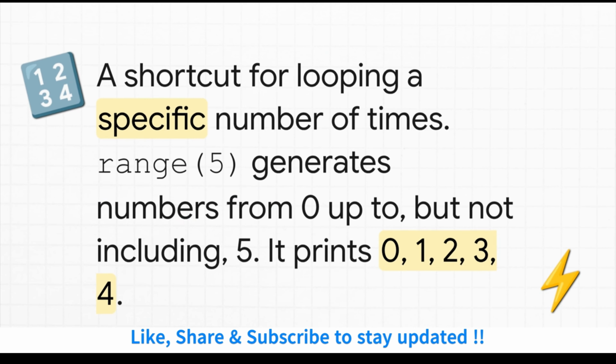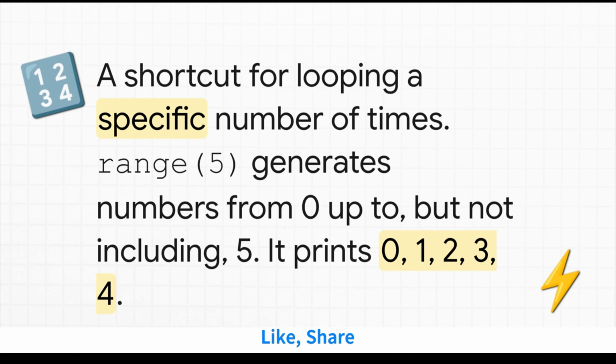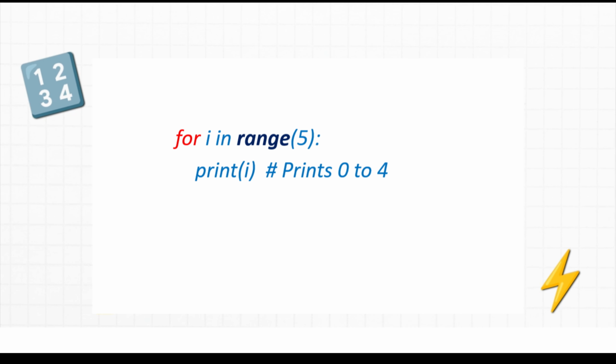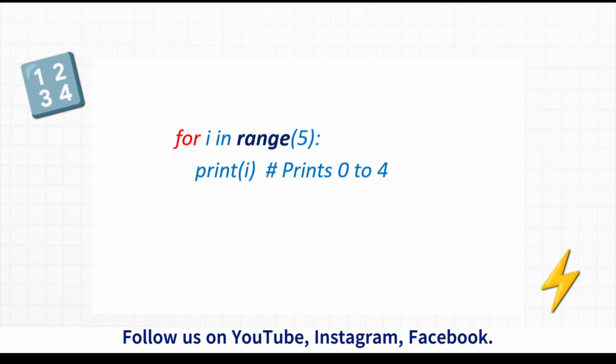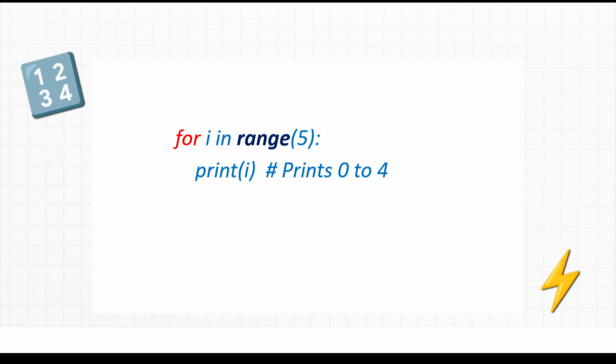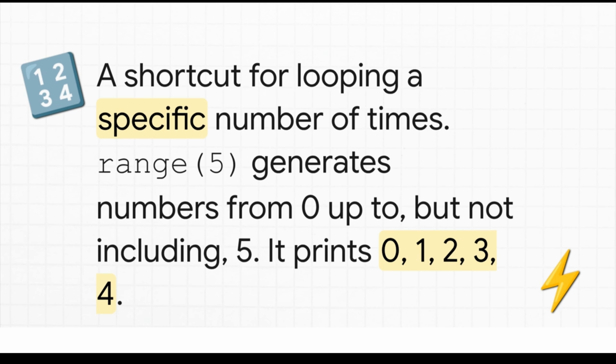So, what if you don't have a list? What if you just want to do something, I don't know, 5 times? You could make a list, like 0, 1, 2, 3, 4, but that's kind of clumsy. That is exactly why the range function exists. It's a super convenient shortcut. When you write for i in range 5, Python just knows you mean do this loop 5 times, with the variable i taking on the values 0, then 1, 2, 3, and 4. It's pretty much the perfect sidekick for the for loop.